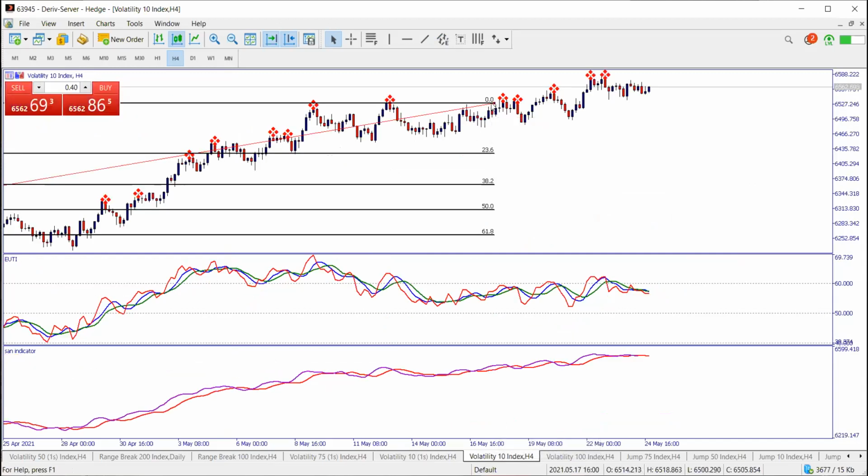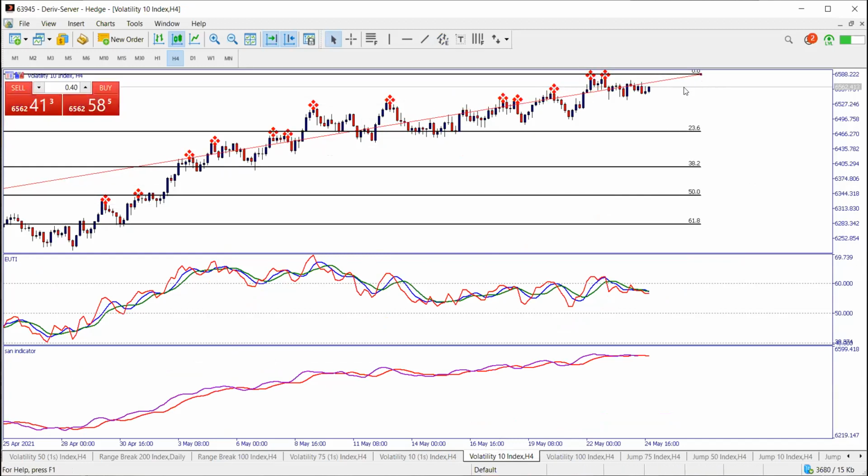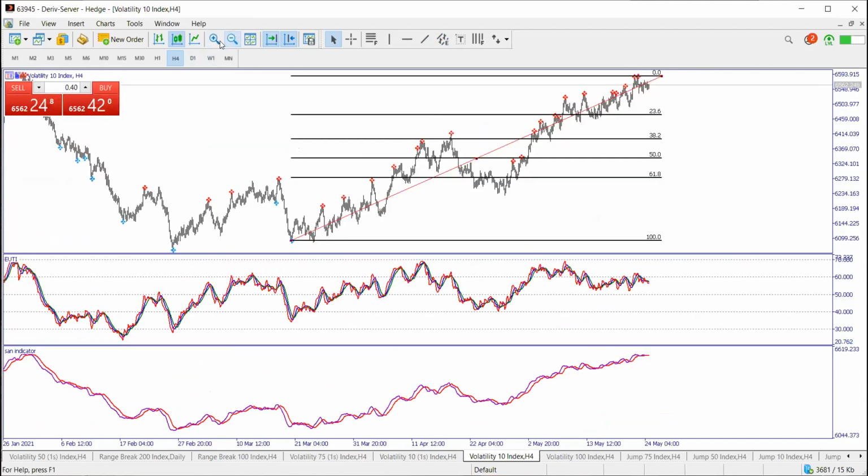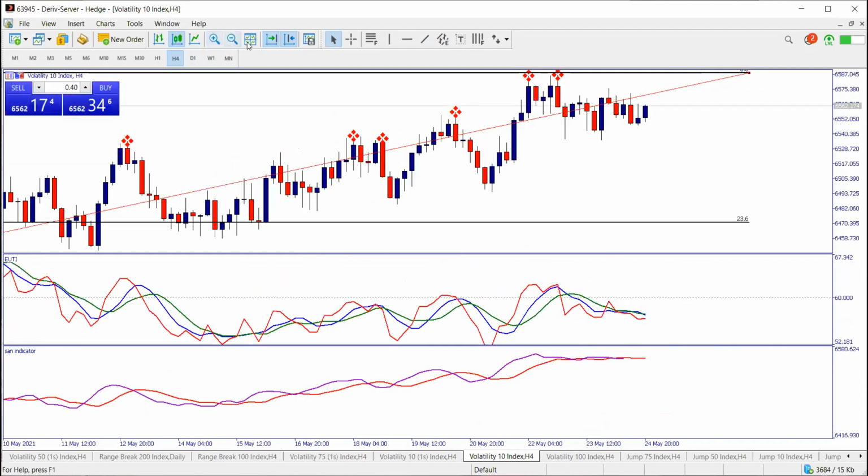And then we have volatility 10. Then for V10, the structures are so funny.